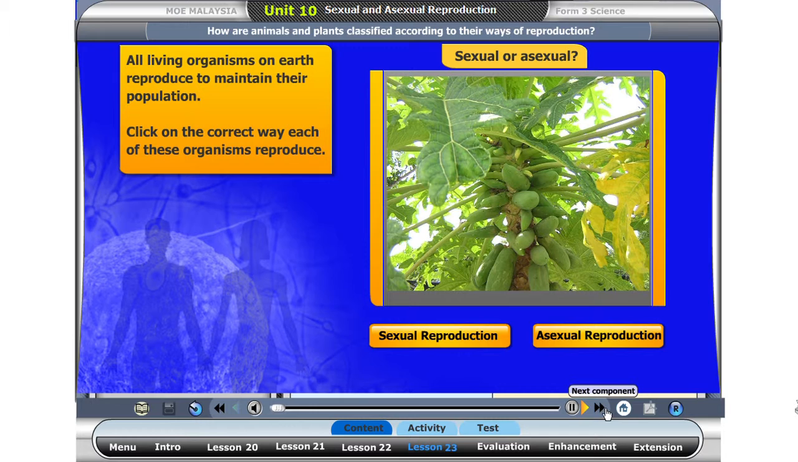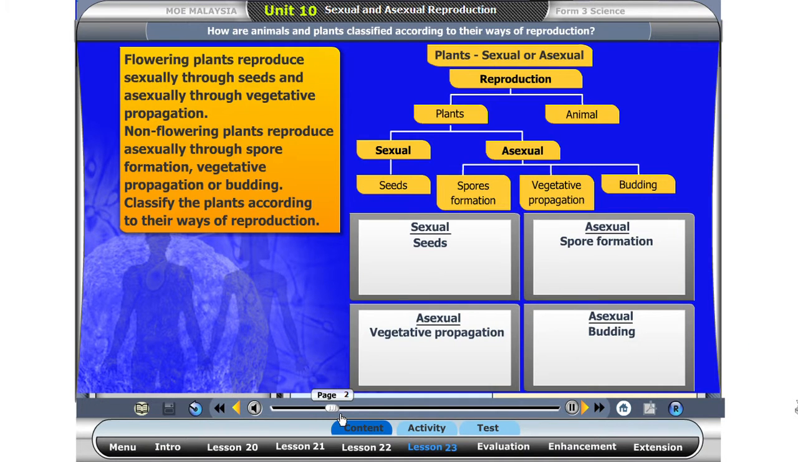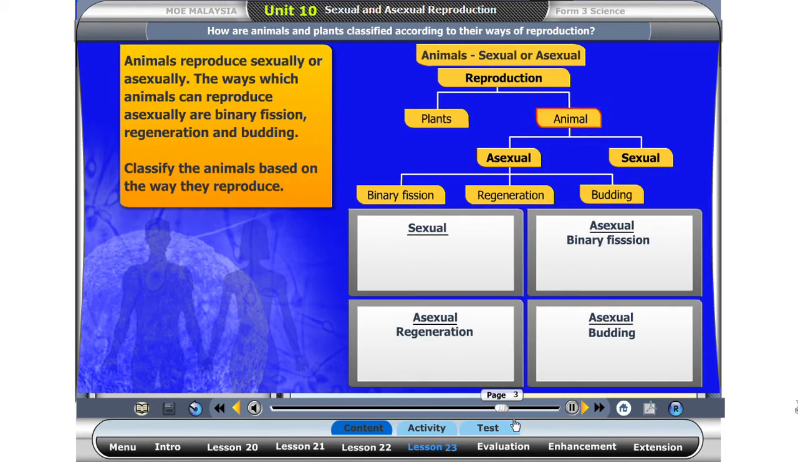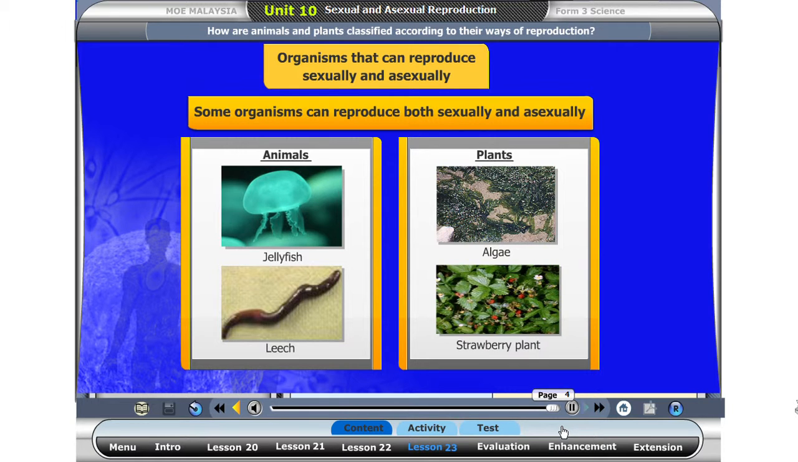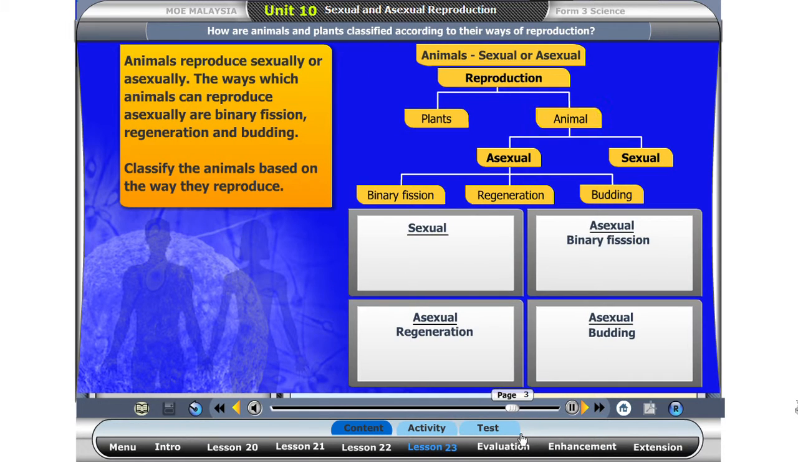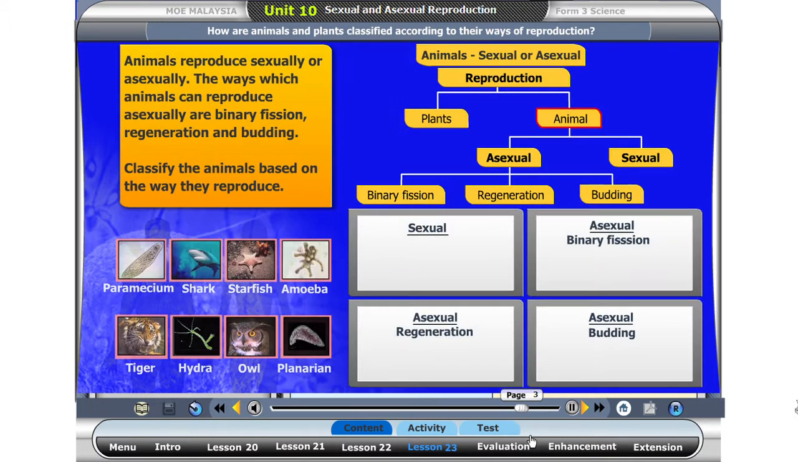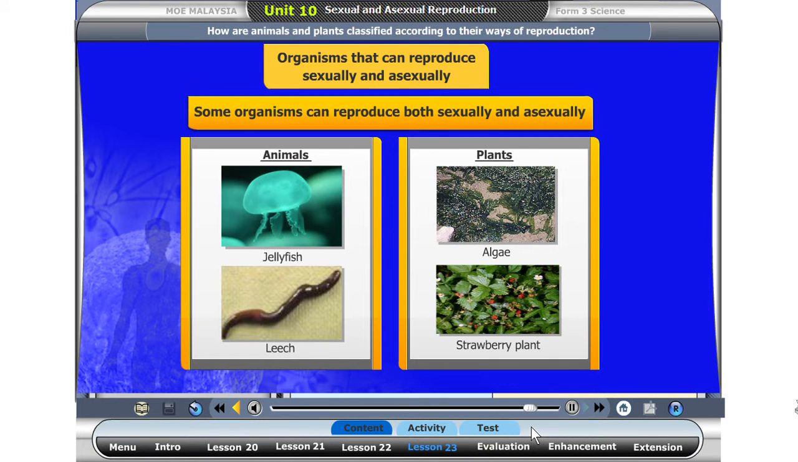All living organisms on Earth reproduce to maintain their population. Look at the pictures. Do you know if these organisms reproduce sexually or asexually? Strawberry plant. Organisms that can reproduce both sexually and asexually, for example, jellyfish, leech, algae, and strawberry plant.